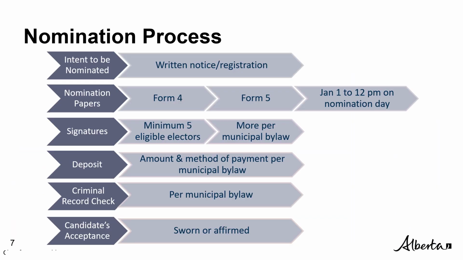For the 2025 general election for all municipalities except summer villages, nomination day is Monday, September 22nd. However, prospective candidates could register their intent to be nominated any time after October 31st, 2024. Registration allows candidates to accept campaign contributions and incur campaign expenses. This registration process is new for this election, so prospective candidates may want to check with their local jurisdictions about the form the written notice should take.